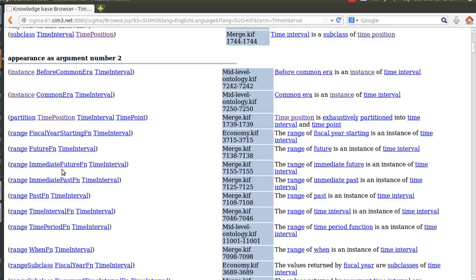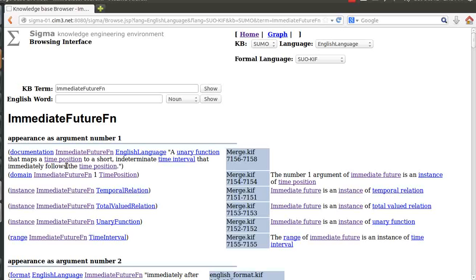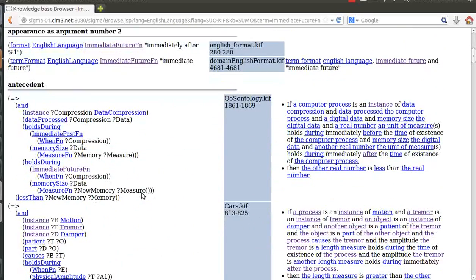And I notice it's a function. How are we going to use immediate future function? Let's take a look at the definition of immediate future function. It takes a time position as its first argument, and it returns a time interval. Time position is either a point or an interval. So we can talk about an instant of time and the immediate future after that point, or we can talk about a whole interval and the immediate future past that interval. So it's returning some indefinite time interval in the immediate future of a particular point or interval of time.